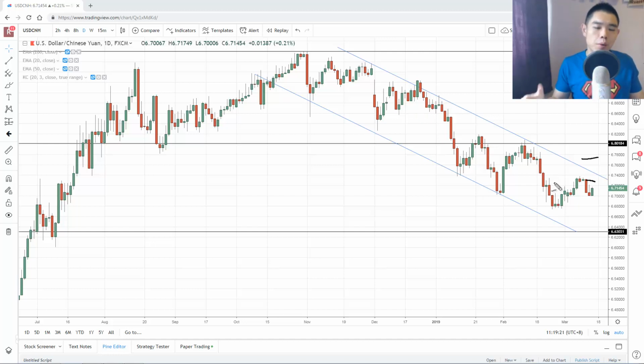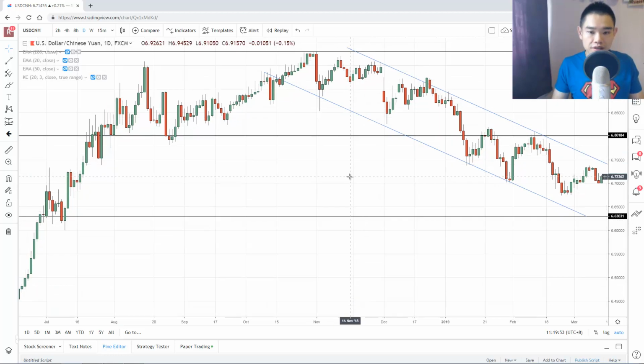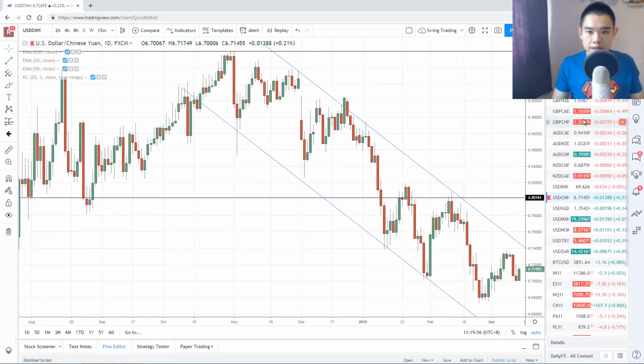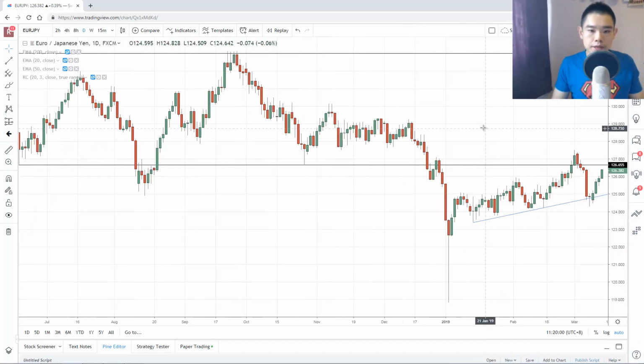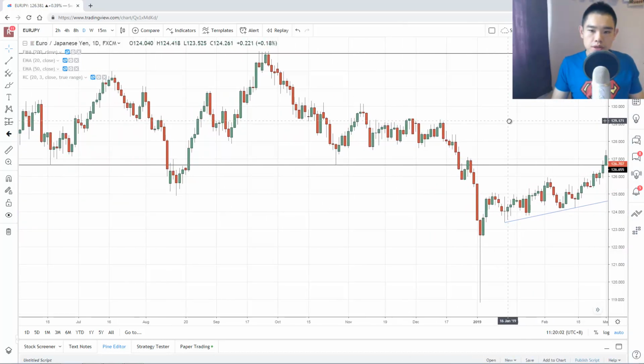Ask yourself, where is the area of value on the chart, and try to be trading from an area of value. So let me share with you another example. Euro Yen. Same thing. Over here, notice that at this point, we can connect the lows over here. So this is like an upward trend line.